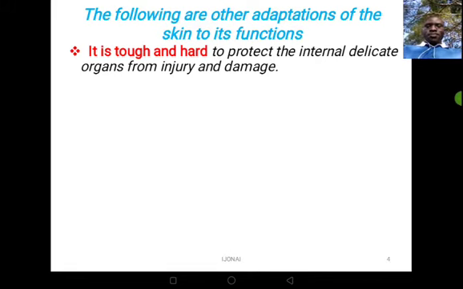So we want to look at some of the other adaptations of the skin to its function. How is the skin adapted to its function? So to begin with, the skin is tough and hard. So when you feel the skin, you try to pinch it, to pull it, to stretch it, you realize it is very tough and very hard. And that is to protect the delicate organs from injury and damage.